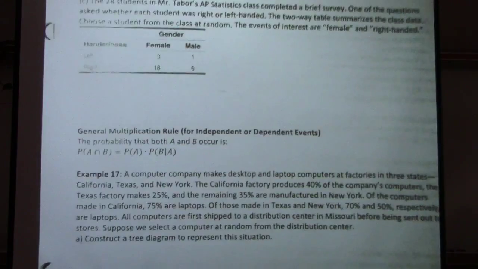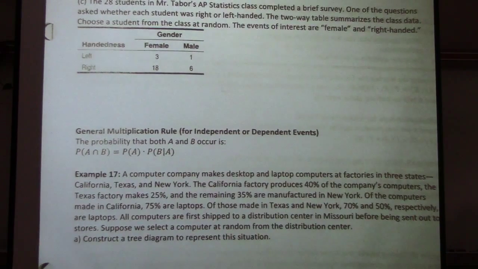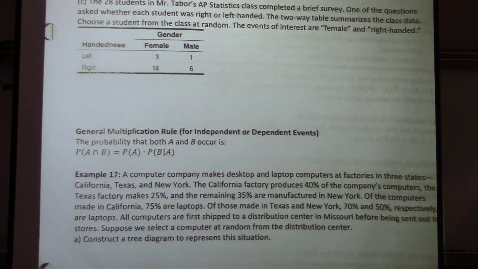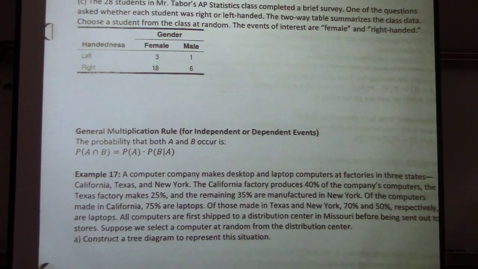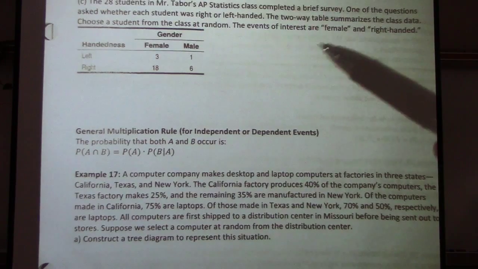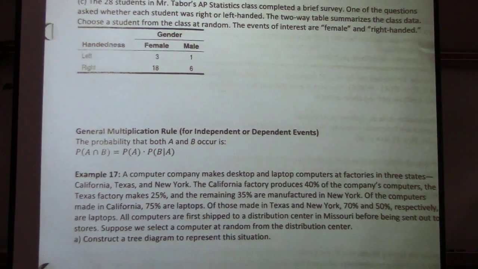All right, last example with this. Sometimes it's actually tricky to determine if two events are independent or not. Like in this example, is your handedness independent of your gender? Who thinks it's independent? A few. Who thinks it is not independent? No one. All right. Here's our events of interest. Female and right-handedness. Are female and right-handedness dependent or independent?